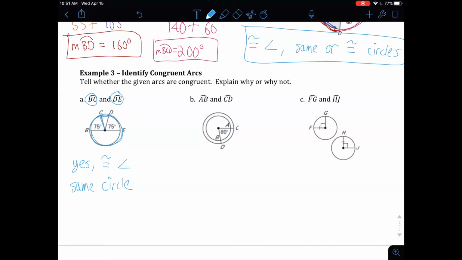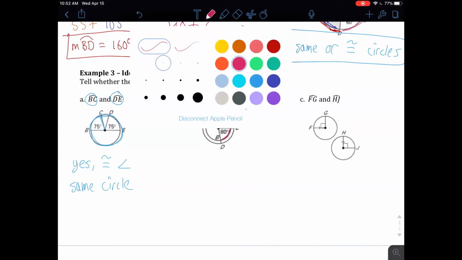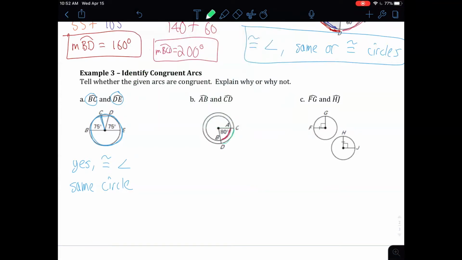Now, B is going to give you an example of what I mean when one of these is not true, okay? So for B, it says AB and CD. We have AB right here, and CD is right here. Are these arcs congruent? Well, are they the same angle? Yeah, they're both 80 degrees, but are they on the same circle or not? They are not. Do you see this circle inside here is smaller than the big circle on the outside? So are those arcs going to be congruent?